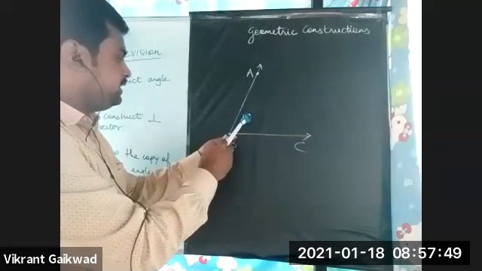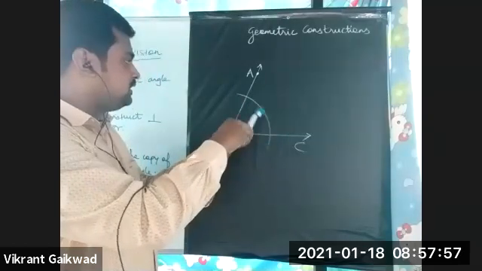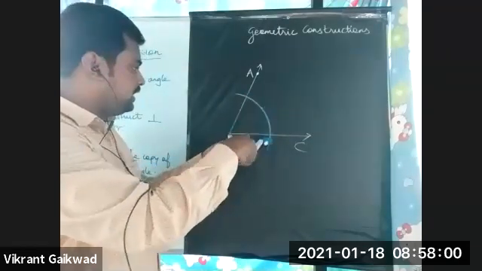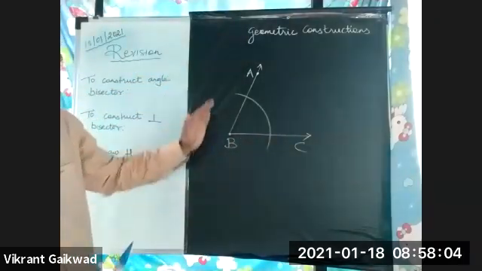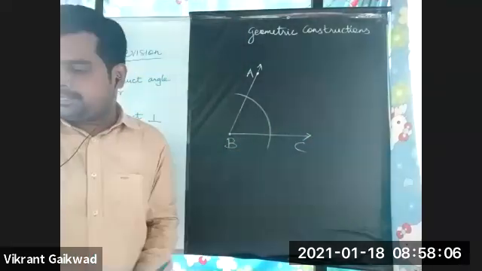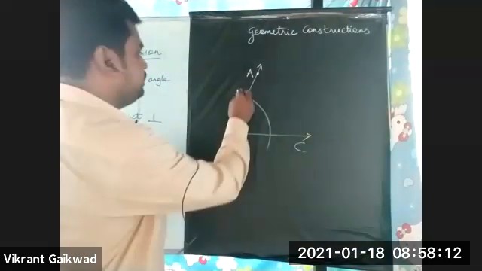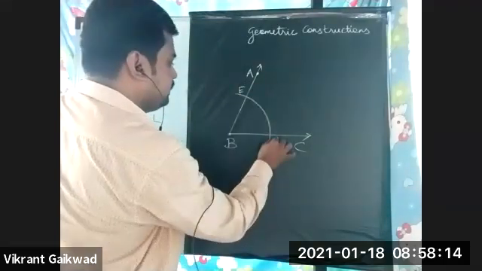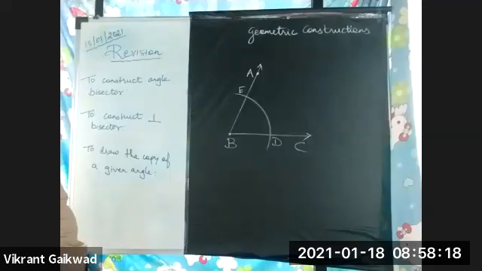You are going to take B as the center, any radius. Is this clear? But you just draw an arc. Draw an arc which is going to intersect side AB and side BC, say at points E and D respectively. We'll name these points E and D respectively. Is this clear till here to all the students?